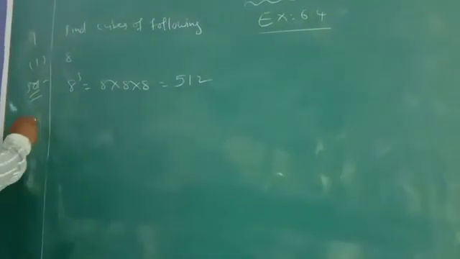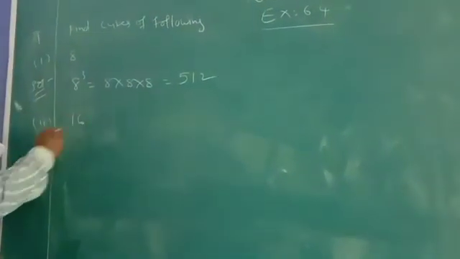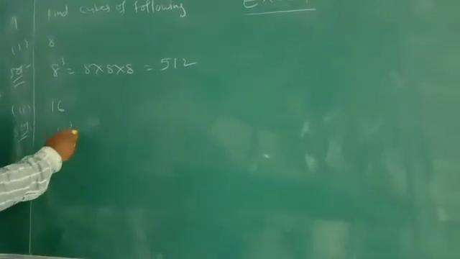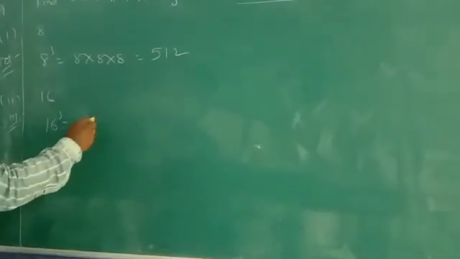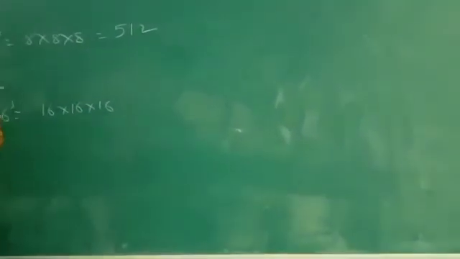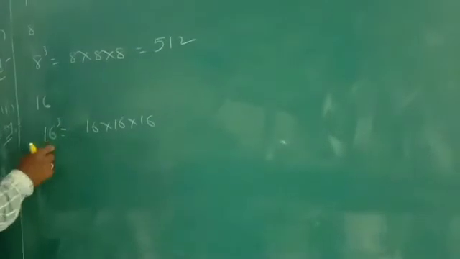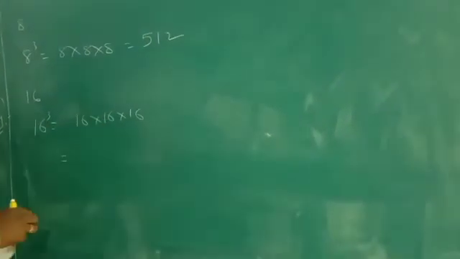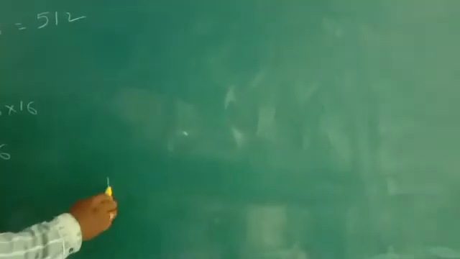Next, second problem, 16 cube. 16 into 16. You have to write 16 three times, 16 raised three times. 16 times 16 is 256. 256 into 16 is 4096. Remaining two problems are homework.